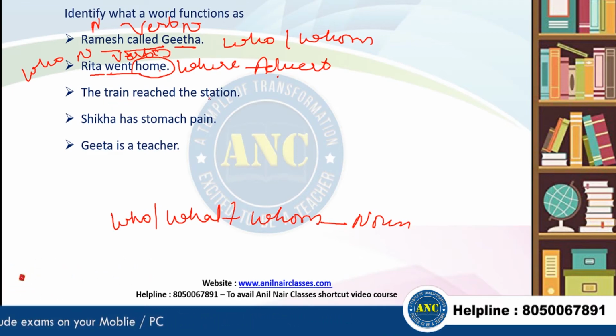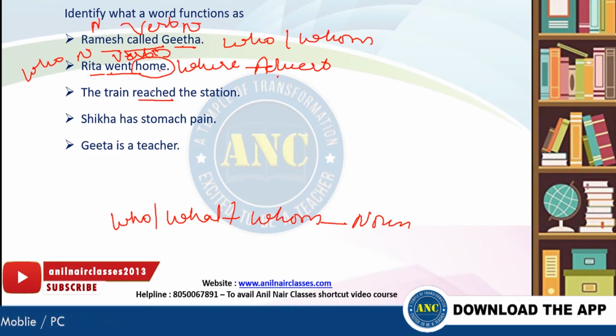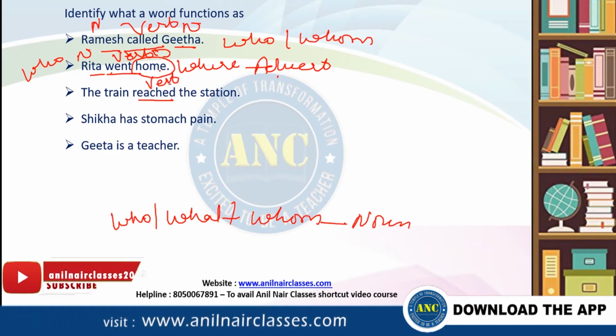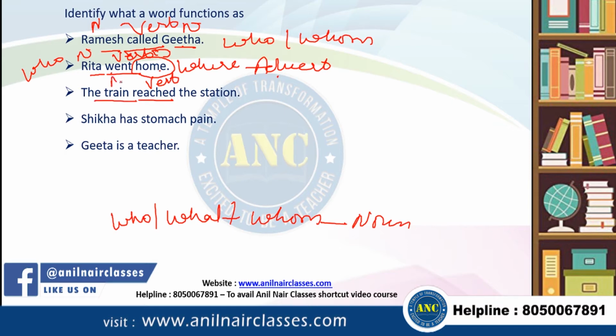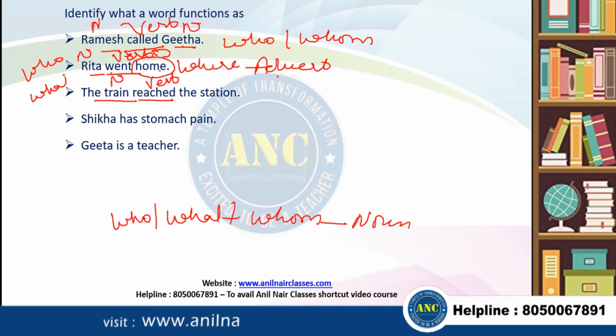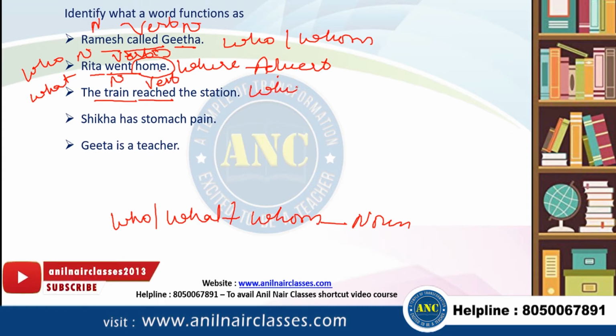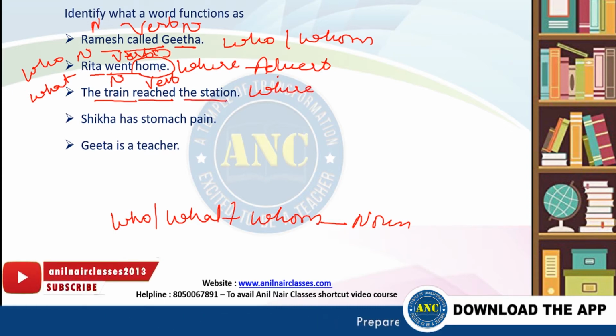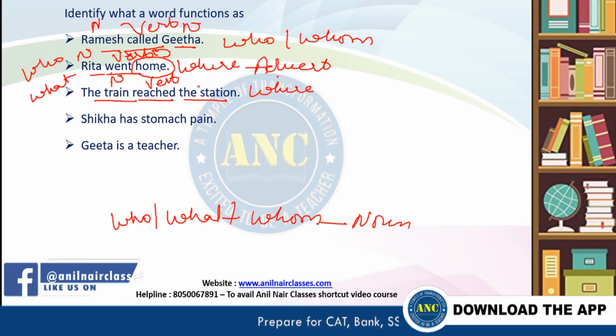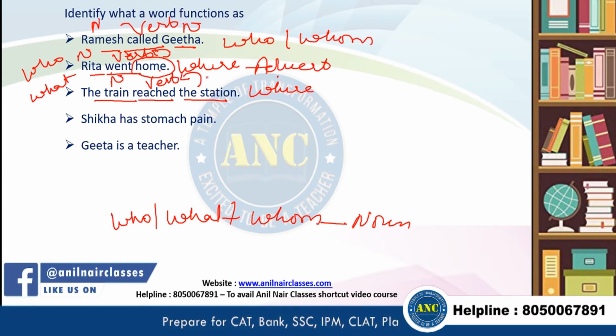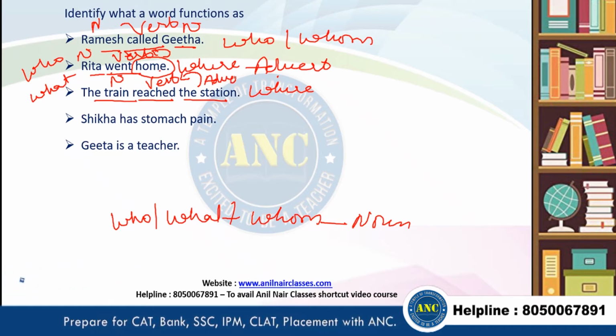The train reached the station. So again help you with the verb. Reached is our verb. So what reached the station? Train. Train is our noun. We got the answer to our what question. So train reached where? Again I ask the question where and I get the answer as station. So station is telling something more about verb reach. So again our station is the adverb over here.